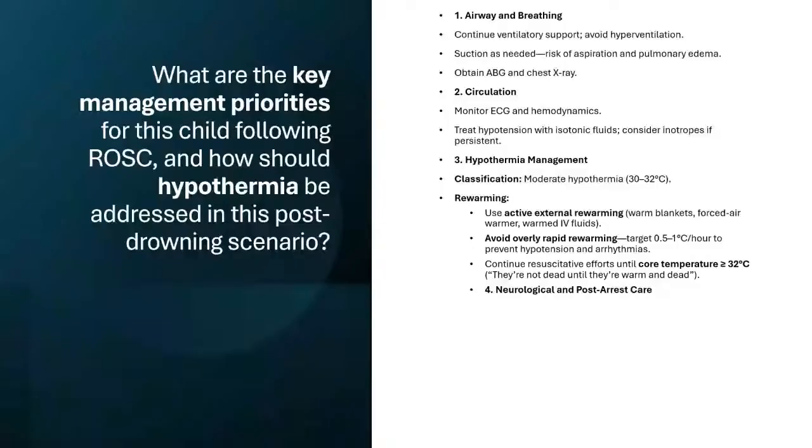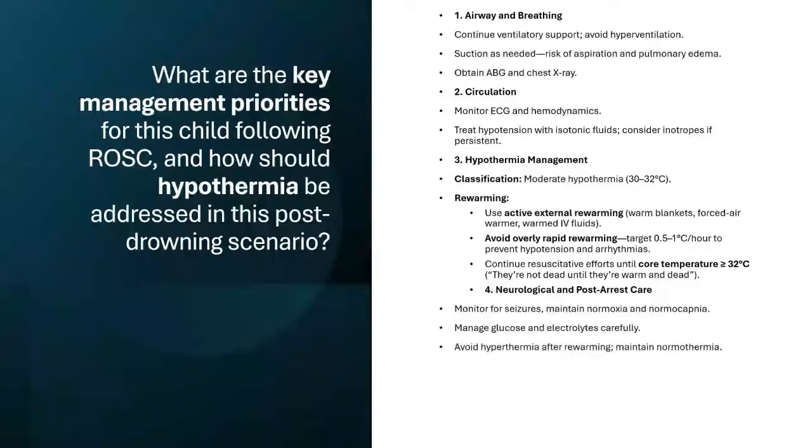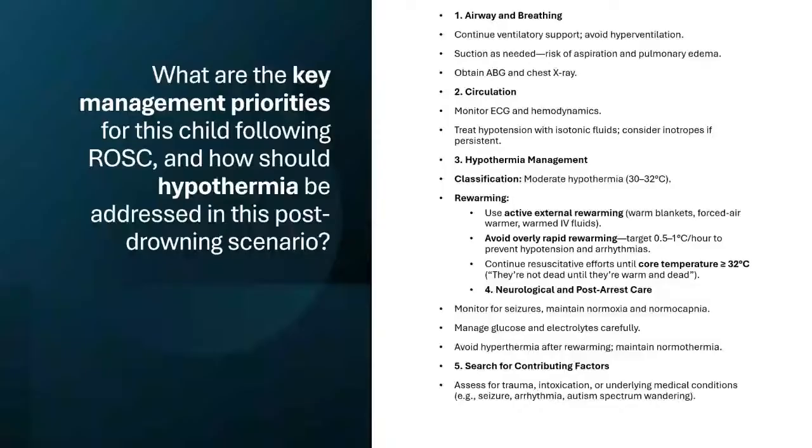For neurological and post-arrest care, monitor for seizures, maintain normocapnia and normoxia. Manage glucose and electrolytes carefully. Avoid hyperthermia after rewarming. We don't want to cause any arrhythmias or unnecessary hypotension. And then search for contributing factors like trauma, intoxication, underlying medical conditions such as seizures, arrhythmias, or autism spectrum disorder. And then don't forget to support the family.